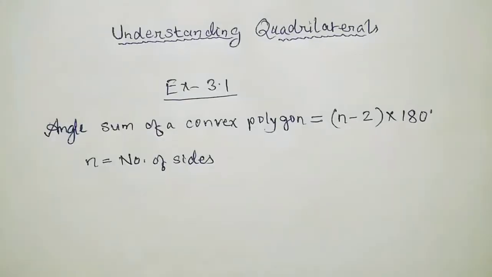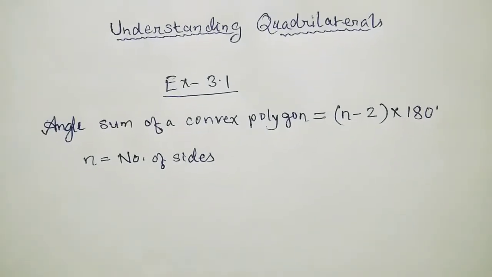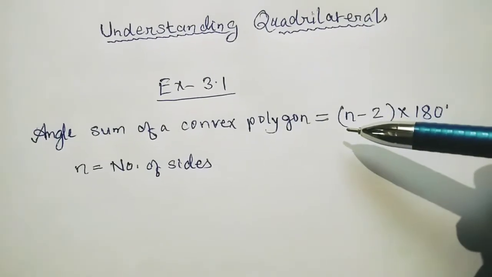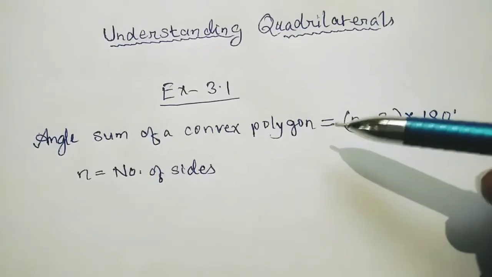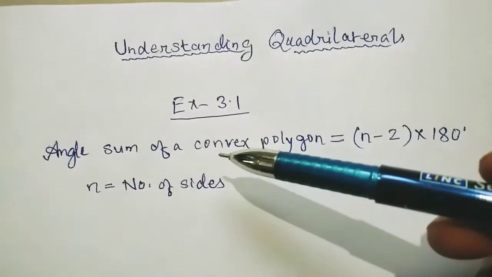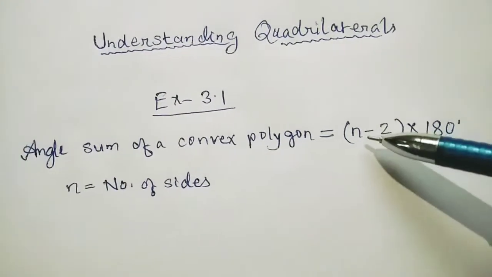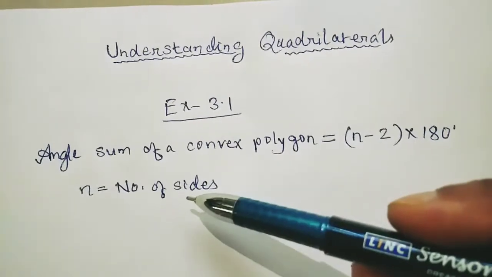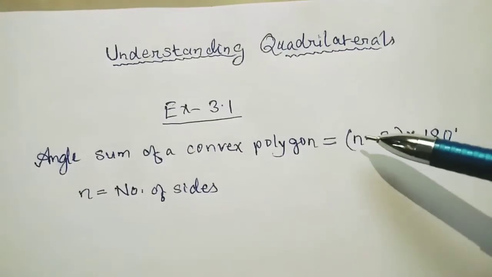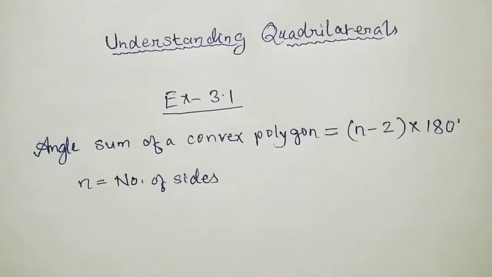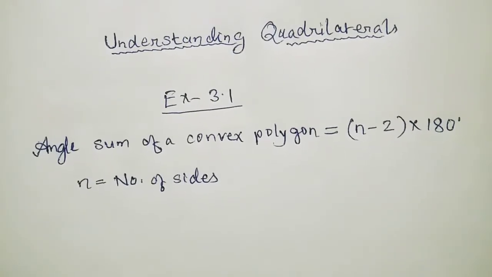Okay, let's see. Students, you can see here I have written the formula. Angle sum of any convex polygon. What is the sum of all the angles? This is the formula for the sum of all the angles: n minus 2 into 180 degree. So n is the number of sides. You have to put the value of n and calculate the angle sum, the total of all the angles.